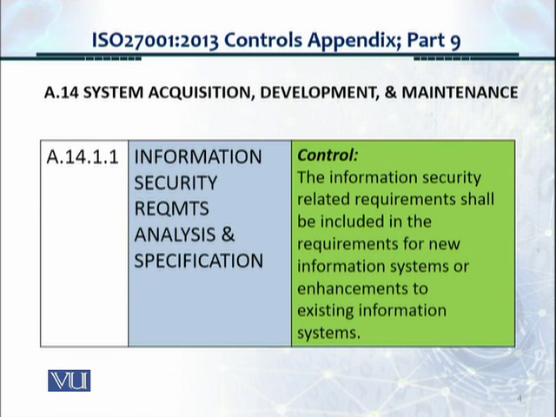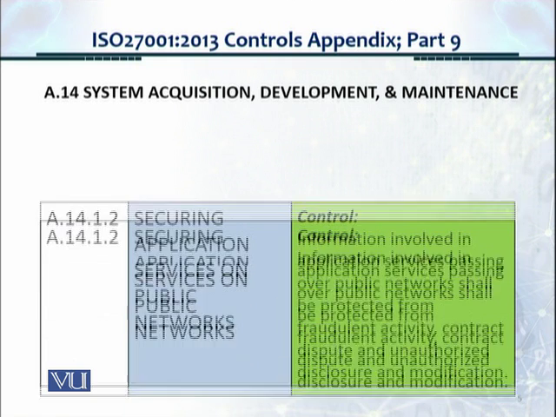The information security related requirements shall be included in the requirements for new information systems or enhancements to existing information systems. So in this control, we're being asked to look at the requirements, analysis, and specifications and incorporate those into our project activity, for example, or development activity.